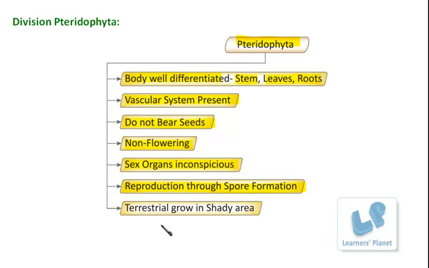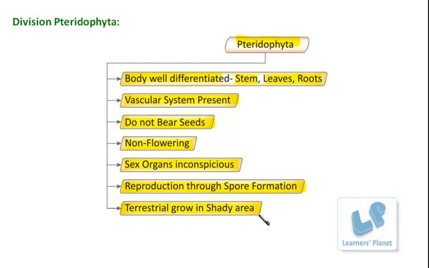Besides this, such plants are present in shady areas. That means they are quite sensitive to bright light, right? So they are generally found in areas where there is less intensity of light, where they are exposed to less light, right? And thus I am saying that these can grow well in shady areas.